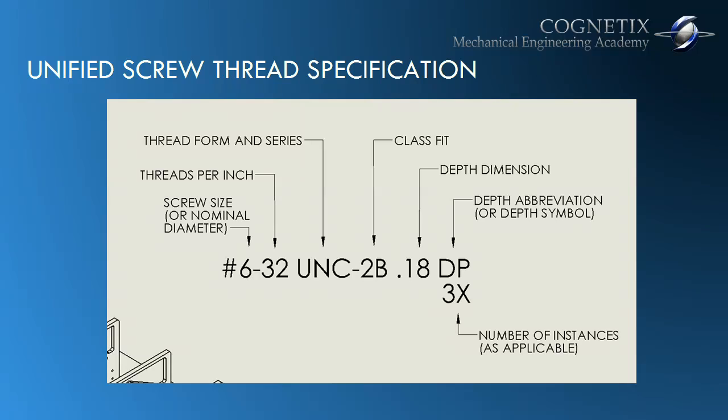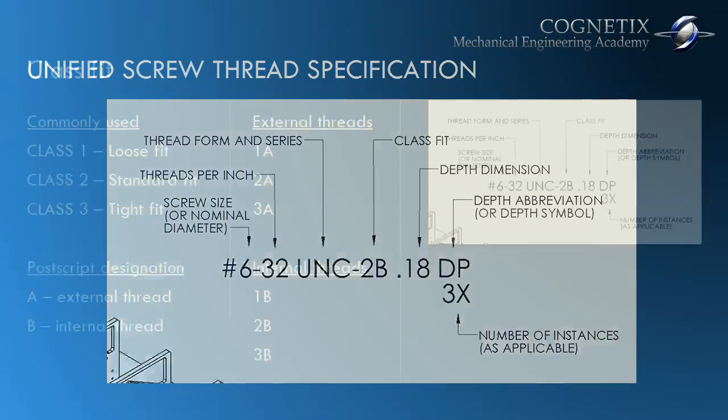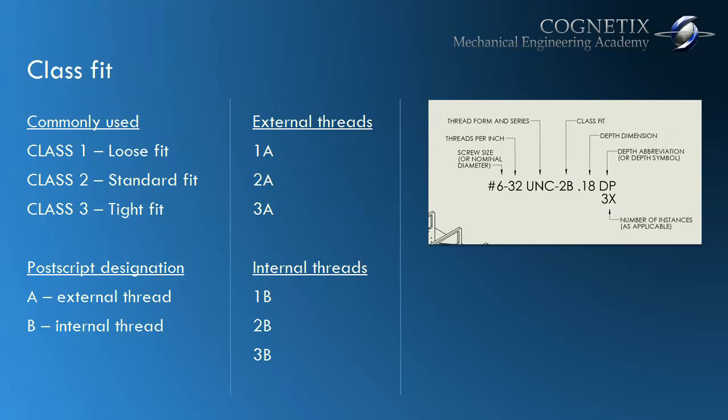After the thread form and series comes a dash followed by the thread class fit. There are 3 major class fits in the Unified Screw Thread Standard. That would be Class 1, Class 2, and Class 3. Class 1 is loose fit. Class 2 is the most popular in use, and it is standard fit. Class 3 is a tight fit.